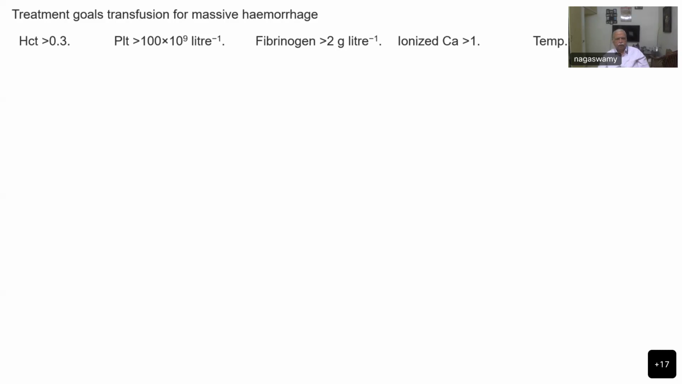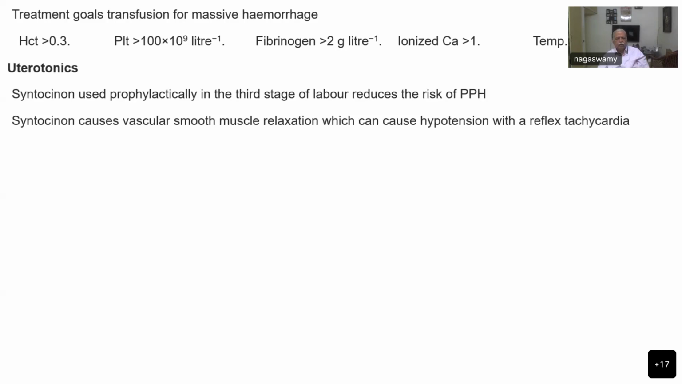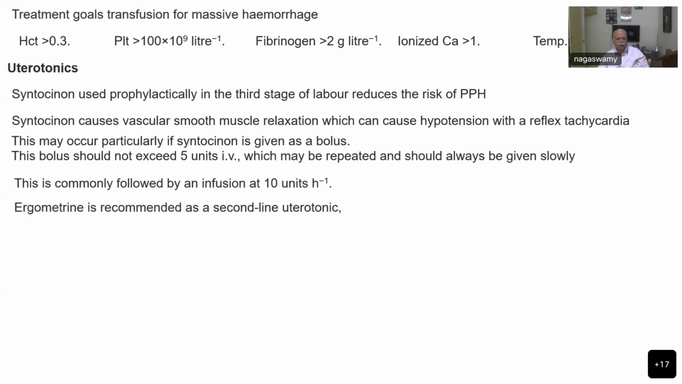Hematocrit of more than 30, platelets of more than 1 lakh, fibrinogen more than 2, ionized calcium more than 1, and temperature 36. Now coming to the uterotonics which we use, syntocinon is there. Of course, all the effects of syntocinon are given in all the books. It causes vascular smooth muscle relaxation, and bolus doses may cause sudden hypotension and a reflex tachycardia. So it is better that you give it as an IV infusion, commonly given as 10 units per hour.